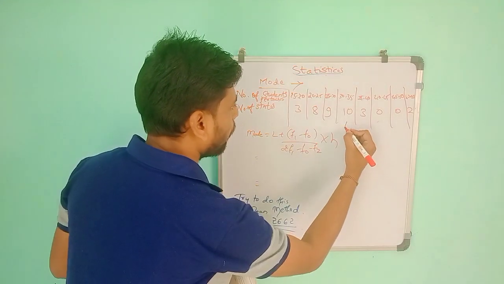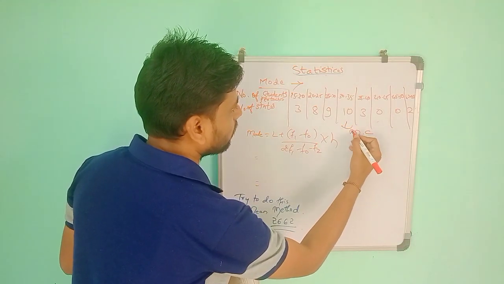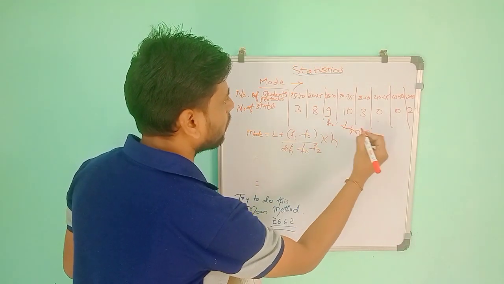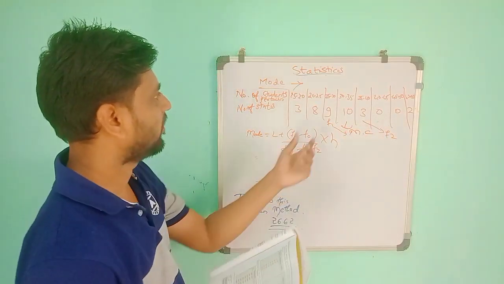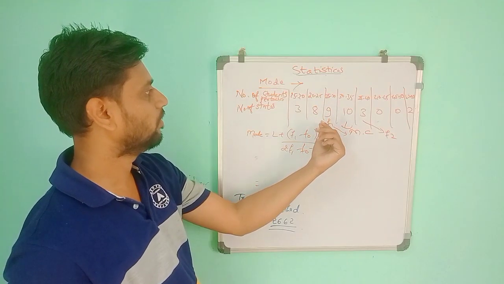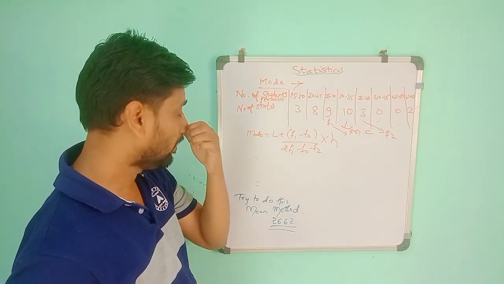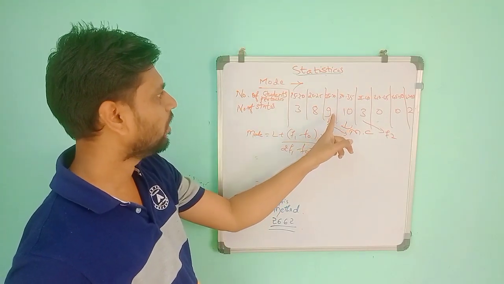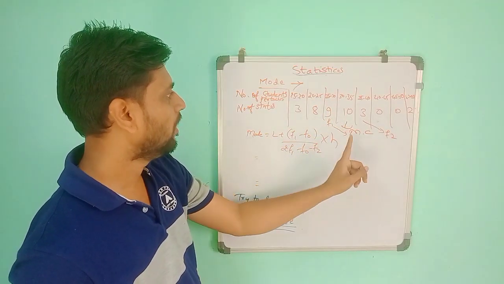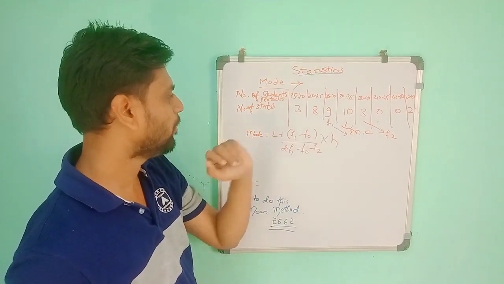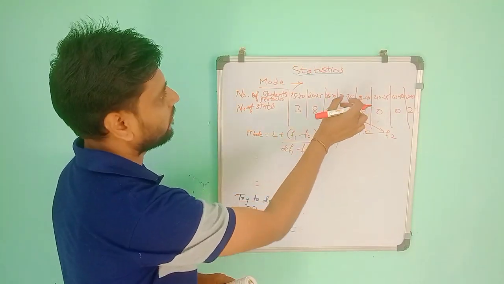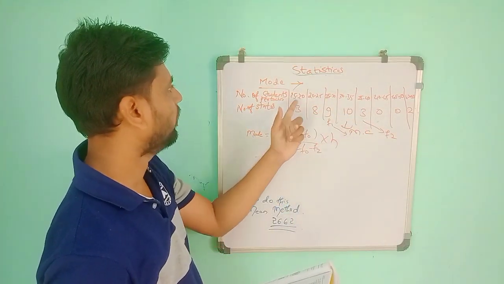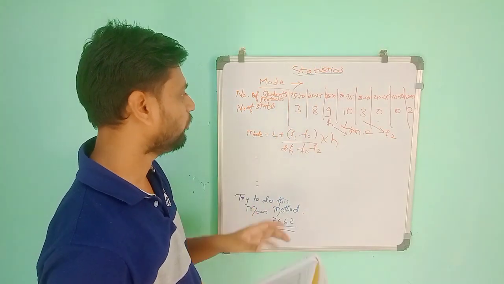This will be the model class. This will be F1 and this will be F2, because the preceding frequency of the class will be F0 and succeeding will be F2, and the middle is the frequency of the model class. Then this is the model class, and for this model class the lower limit will be 30. And H means interval. The interval is 5.